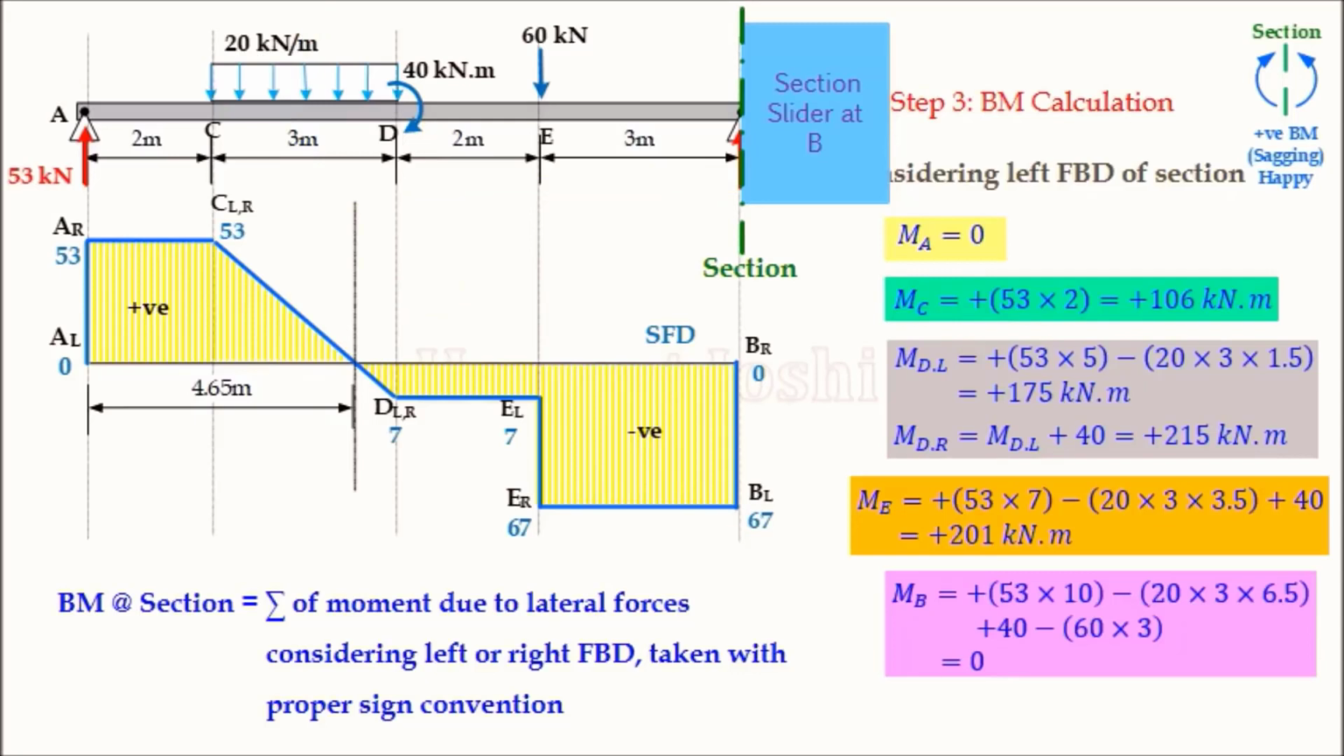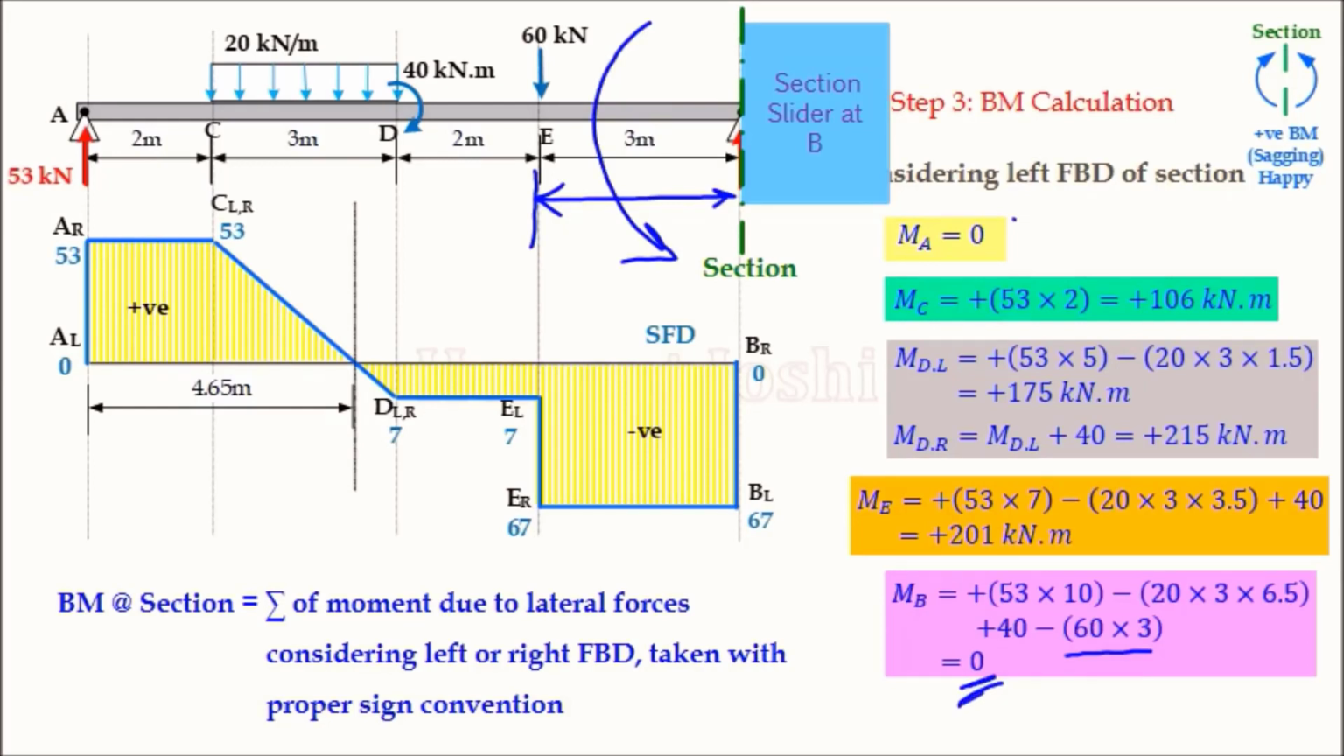Then couple, it is shown here. Couple is a free vector, you can show it anywhere. So every time I am moving the couple so as to identify whether it is going in or out. So this is a simpler way to identify. So it is out, so it is taken positive. Then force is there, 60 into this distance from the section. So 60 into 3, it is coming in, so minus. So final answer is 0. Here also I am getting one check. I am starting with 0 and I am ending with 0.